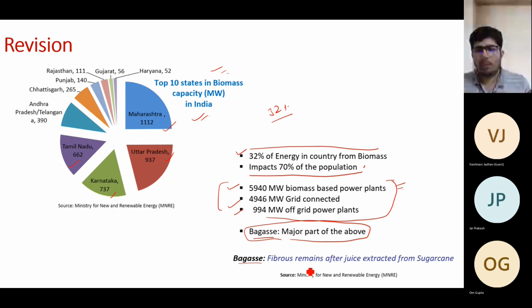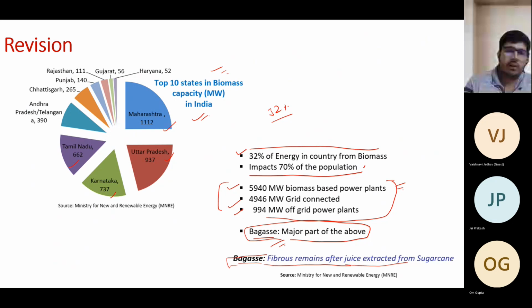Bagasse is a fibrous remain after juice is extracted from sugarcane. So from the sugarcane industry we are getting it. Okay, so we can generate biogas from this. We can generate biodiesel also, biofuels also. So it's playing a major role in the biomass based power generation.